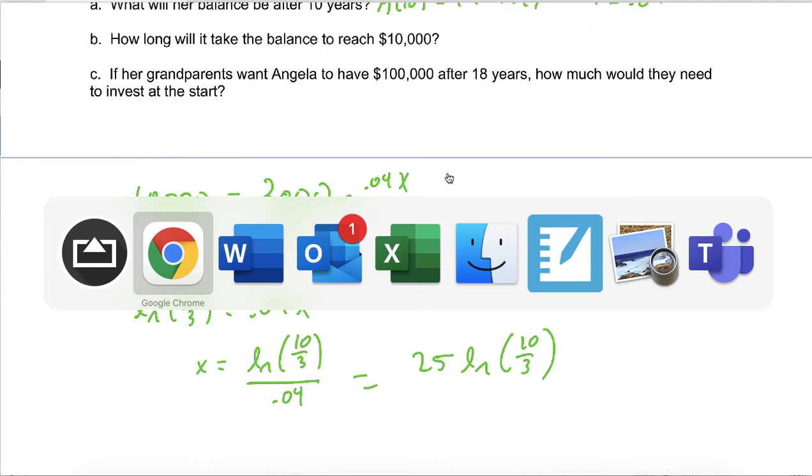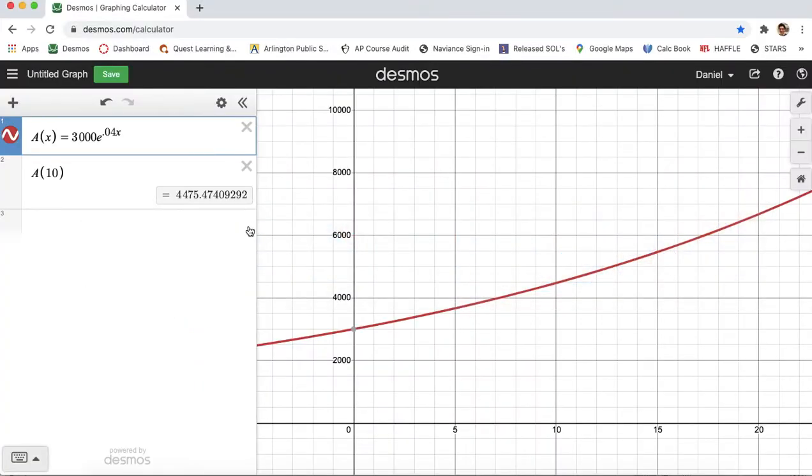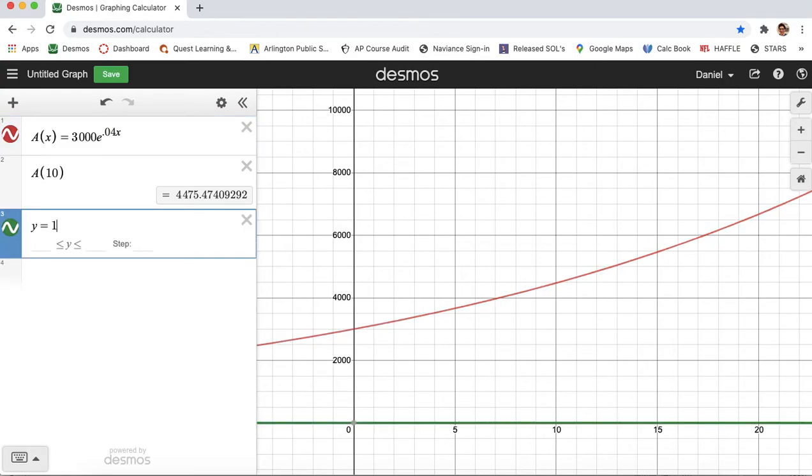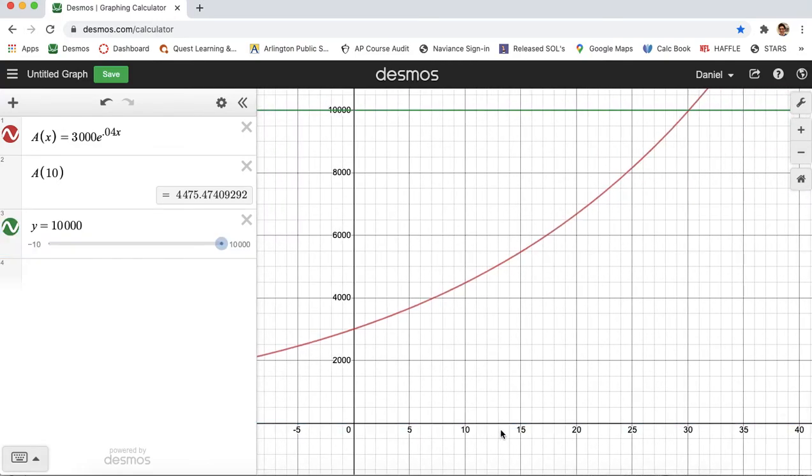We can show you how to do this on the graph also. To do it on the graph, what we would say is, all right, when does y equal 10,000? See that line up here? I want to know, when does my red function, my exponential growth, hit 10,000? Well, one thing I can do is just look on the curve there. It takes 30.99099 years. So just a little bit more than 30 years. If we want to compare that number to what we got, 25 times the natural log of 10 thirds, hey, it's the same number.